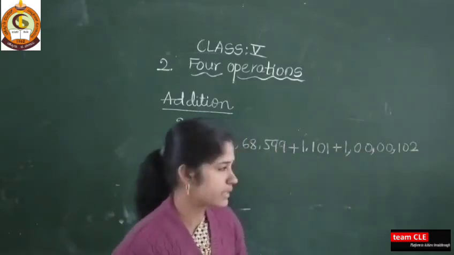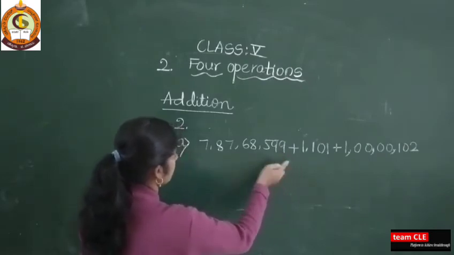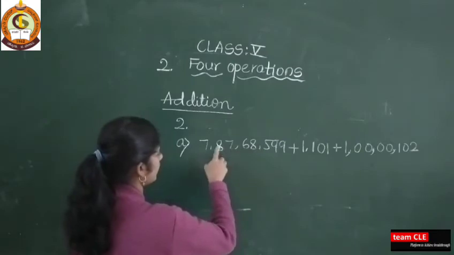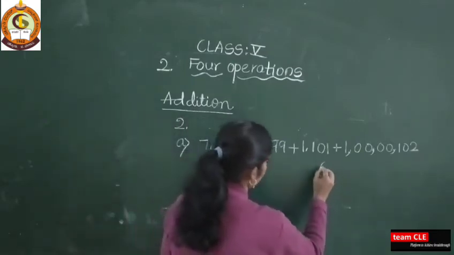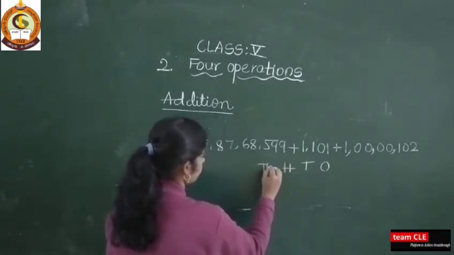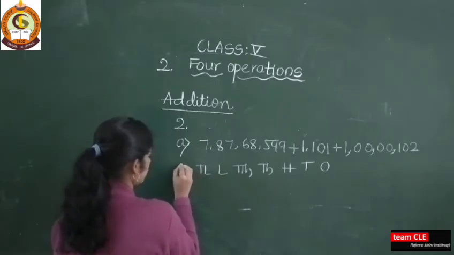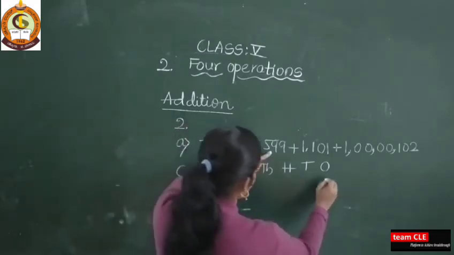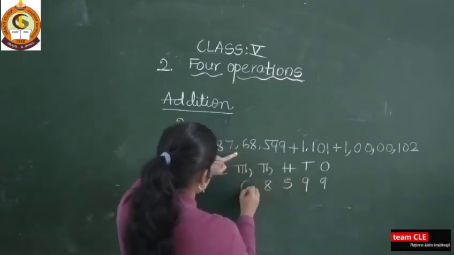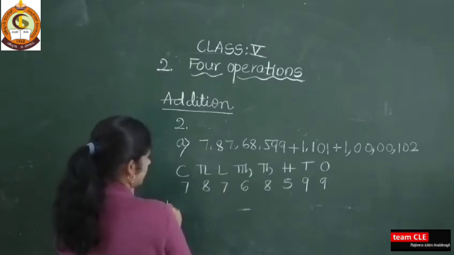Write this again in the place value chart. Just see how many place values are there: ones, tens, hundreds, thousands, ten thousands, lakh, ten lakh, crore. So I will write up to the crore place value. Ones, tens, hundreds, thousands, ten thousands, lakh, ten lakh, crore. So what is there right here? 9, 9, 5, 8, 6, 7, 8, 7. Again you add this number.